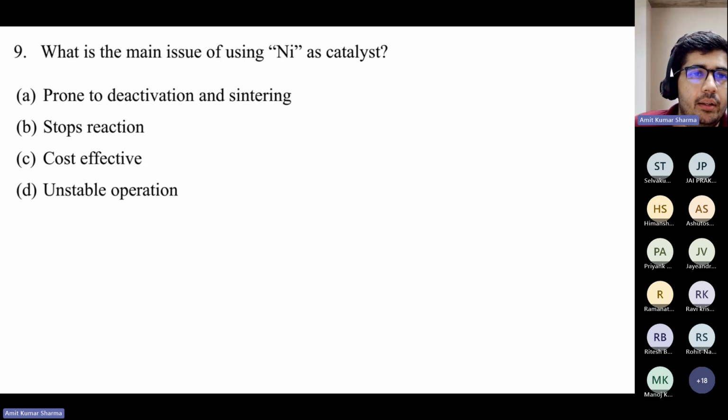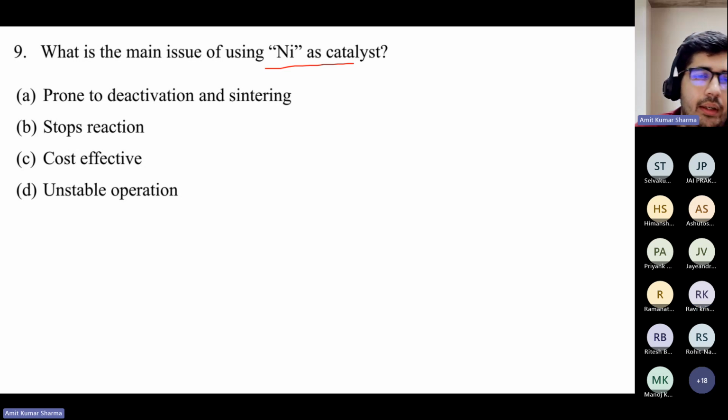What is the main issue of using nickel as a catalyst? Options: prone to deactivation and sintering, stops reaction, cost effective, unstable operation. It is like A and C. Is cost the main issue? I think the main issue is that nickel is prone to deactivation. A is the answer.